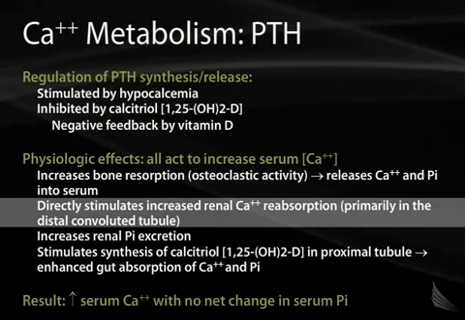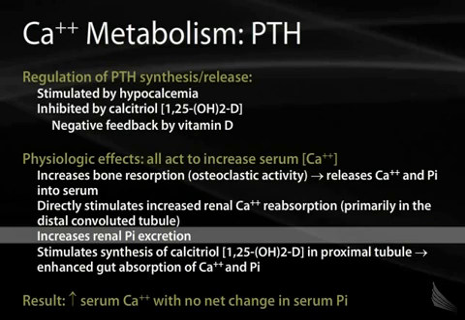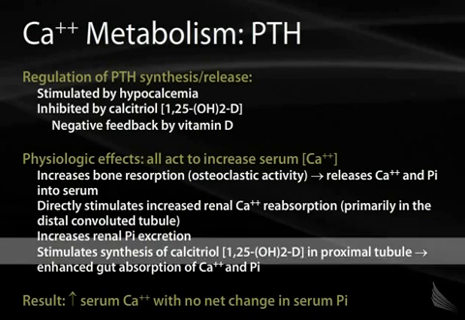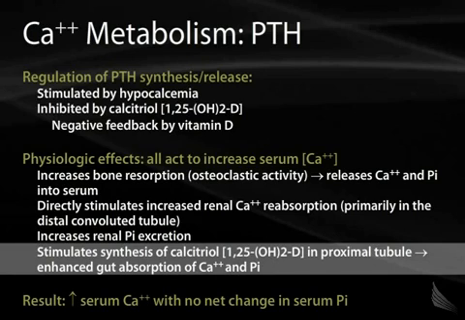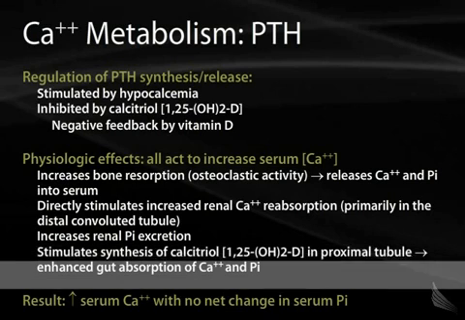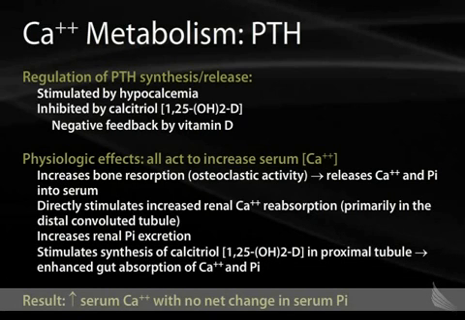It directly stimulates increased renal calcium reabsorption in the distal convoluted tubule. It also increases renal phosphorus excretion, and finally stimulates the synthesis of calcitriol in the proximal tubule, which leads to increased intestinal absorption of calcium and phosphorus. The result of increased PTH activity is an increase in serum calcium with no net change in serum phosphorus. PTH stimulates increased phosphorus absorption in the intestine, but increased urinary excretion. The end result in a normally functioning kidney and bone system is an increase in serum calcium with no change in phosphorus.